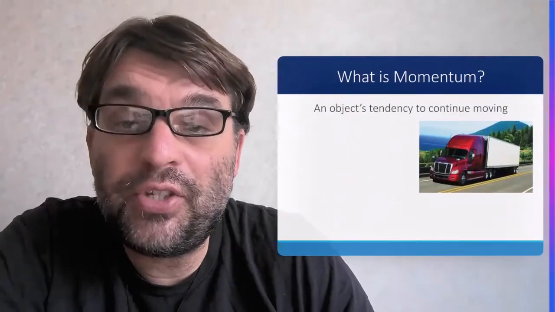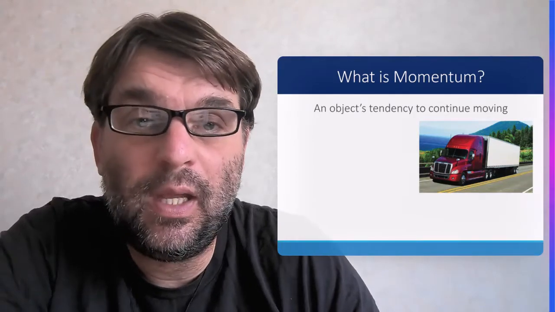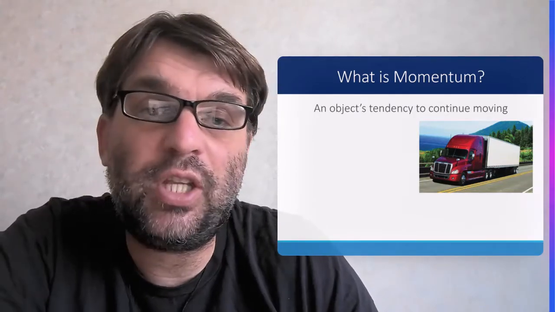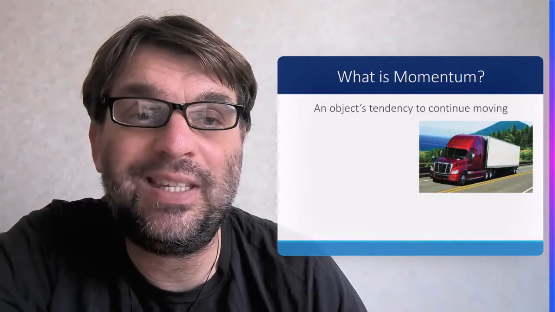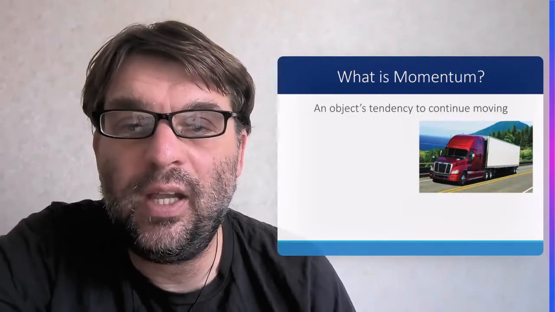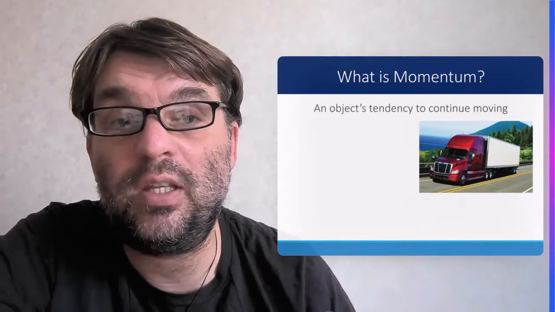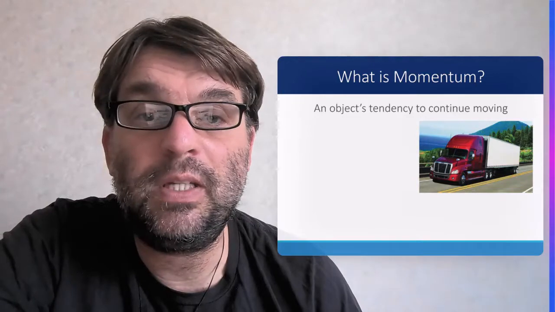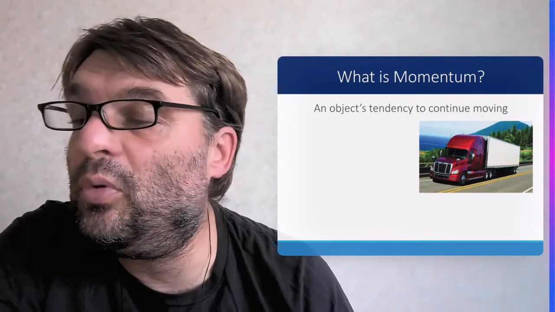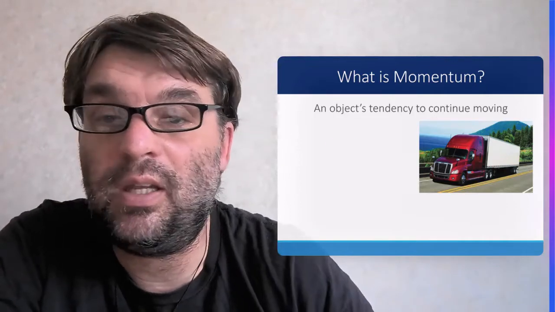So one concept that we'll also touch on later is the idea of what momentum is. So what is momentum? It's the object's tendency to continue moving, which is kind of related in a way to inertia. So inertia is the resistance of an object to change its movement, whereas momentum is the object's tendency to continue moving. And momentum is the mass of an object times its velocity.